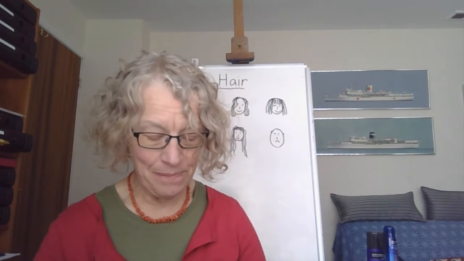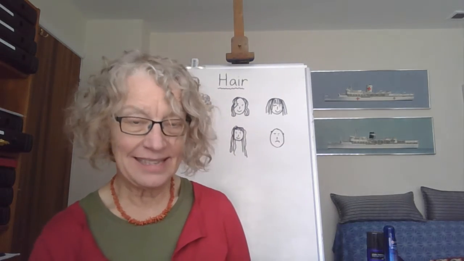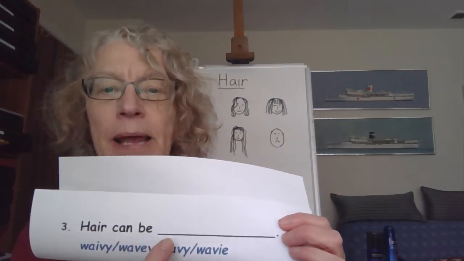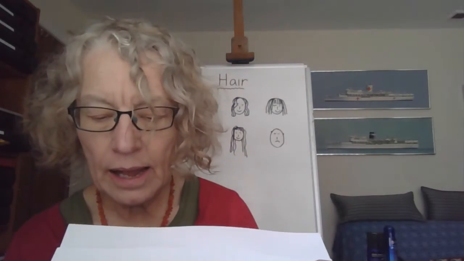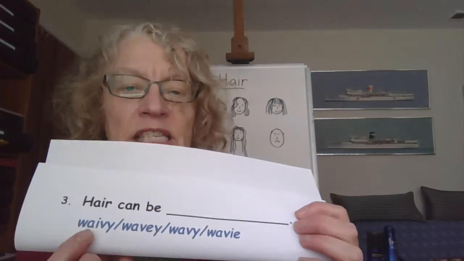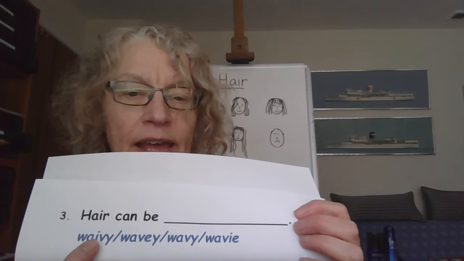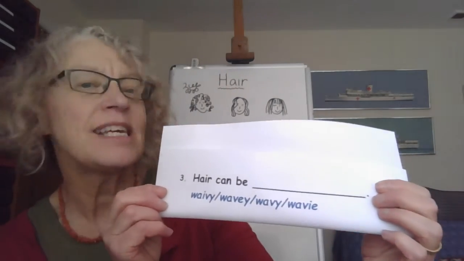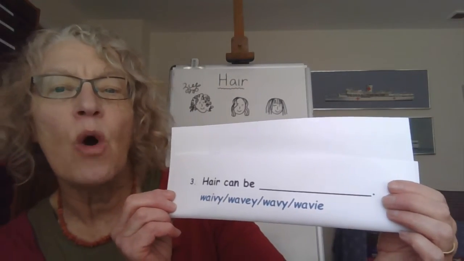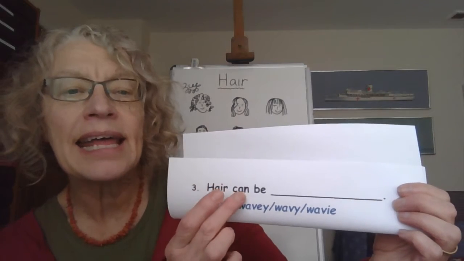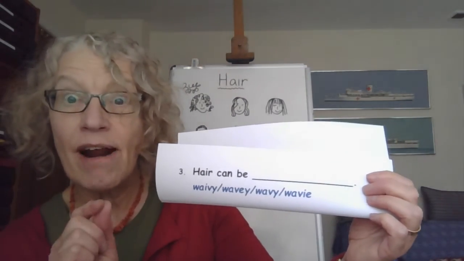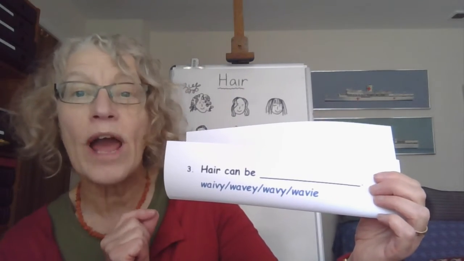And then the last one of these, it's the same thing. Hair can be... got to find out the right way to spell it. Wavy, wavy, wavy, or wavy. Which one is it? Which is the right way of spelling wavy? Hair can be wavy. Write down the correct way of spelling wavy.